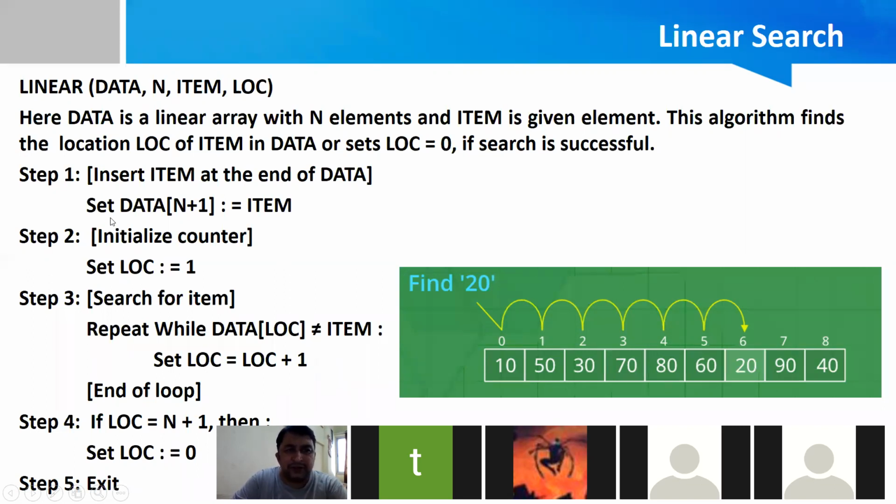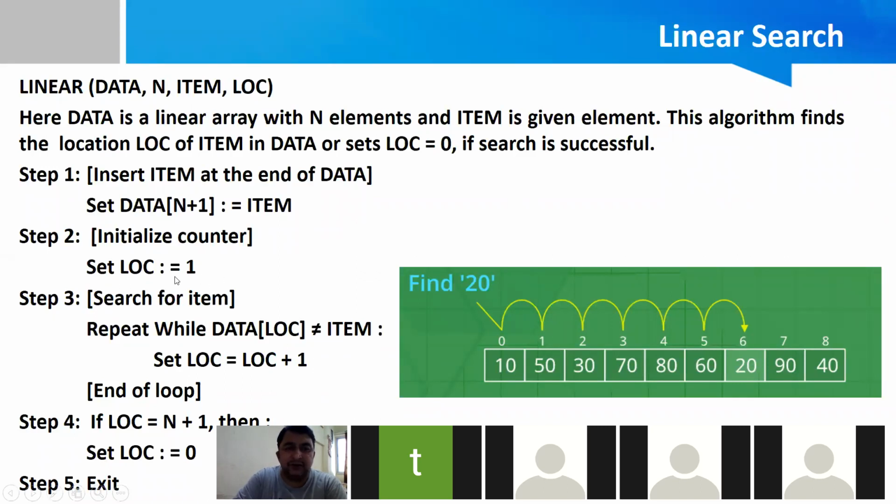So the first step: data of n plus 1 is equal to item, and set loc equal to 1. So the location value you are initializing to 1. This is an important step. Repeat while data of location is not equal to item. Continue this third step till you find that element in the array.